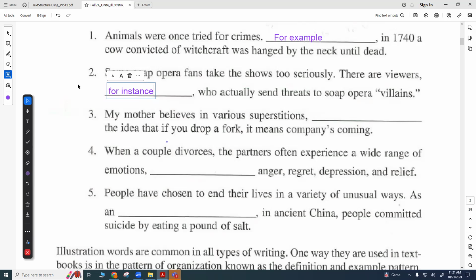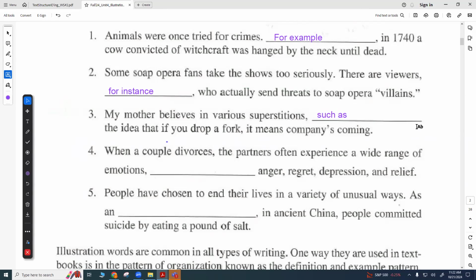My mother believes in various superstitions. The idea that if you drop a fork, that means company's coming. Such as. Good. Yeah, I think such as works just fine. Did anyone else use anything different? More examples. Yeah. For example, works just as fine, because if we use for example, you might need a comma here. I'm always bad with these ones because there's not as much of a pattern, so it's harder for me to remember.